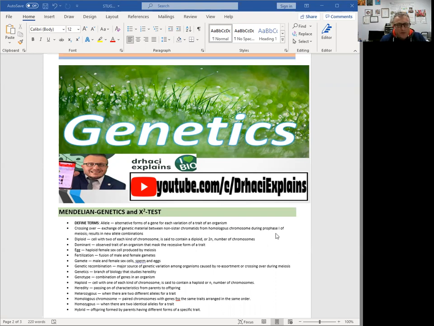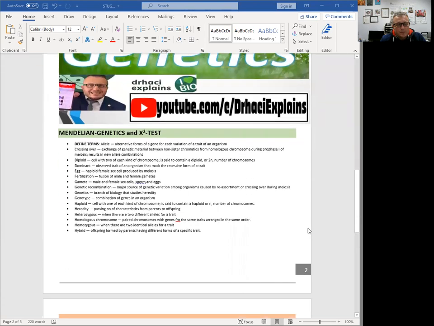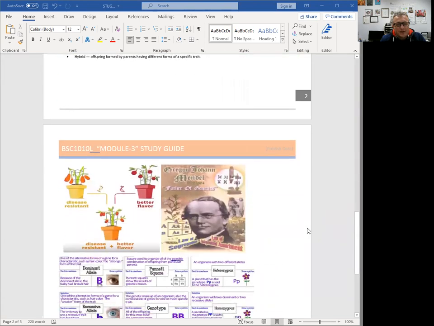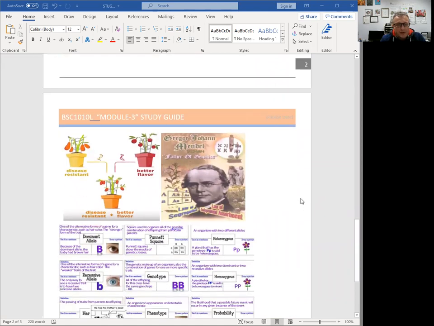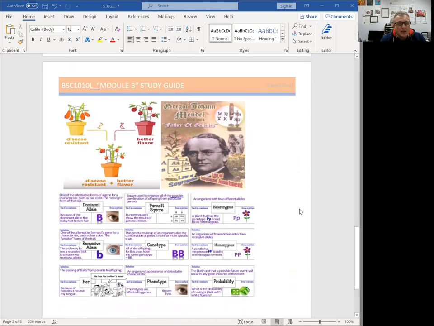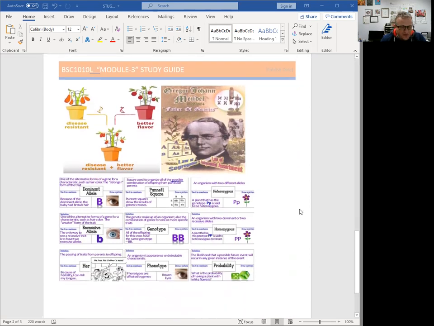So we will start with Mendel and his laws of independent assortment and laws of segregation. Gregor Mendel is considered the father of genetics. He started some of the very first experiments and published one of the first scientific papers on the genetics that we know today.